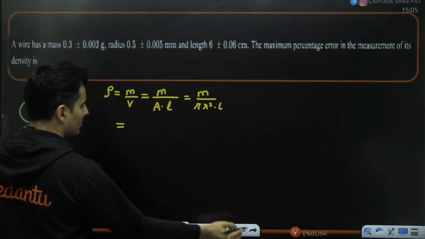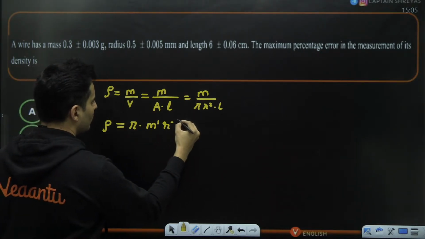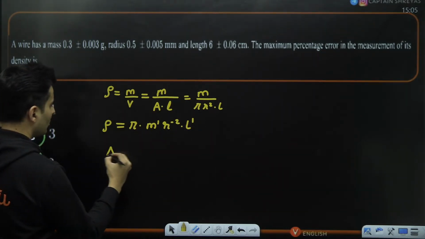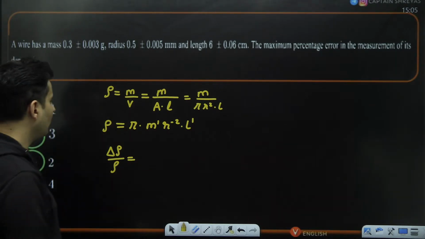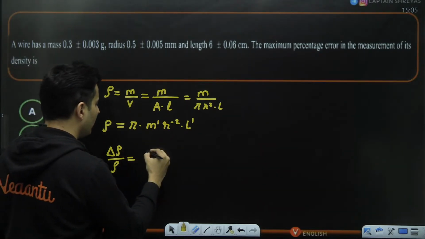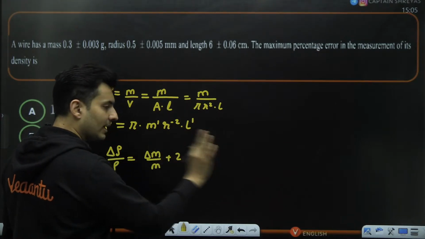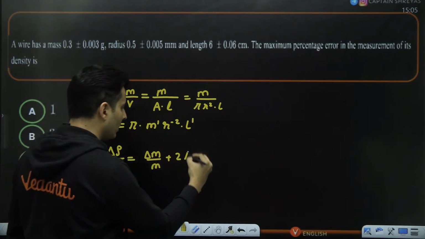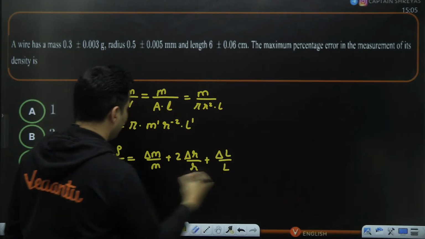Pi is a constant, so let me put constant first. So m raised to 1, r raised to minus 2, L raised to 1. So del rho by rho, relative density error, pi is a constant, ignore it. Delta m by m plus 2 times, even if it is negative power, always take positive power only, delta r by r plus delta L by L.